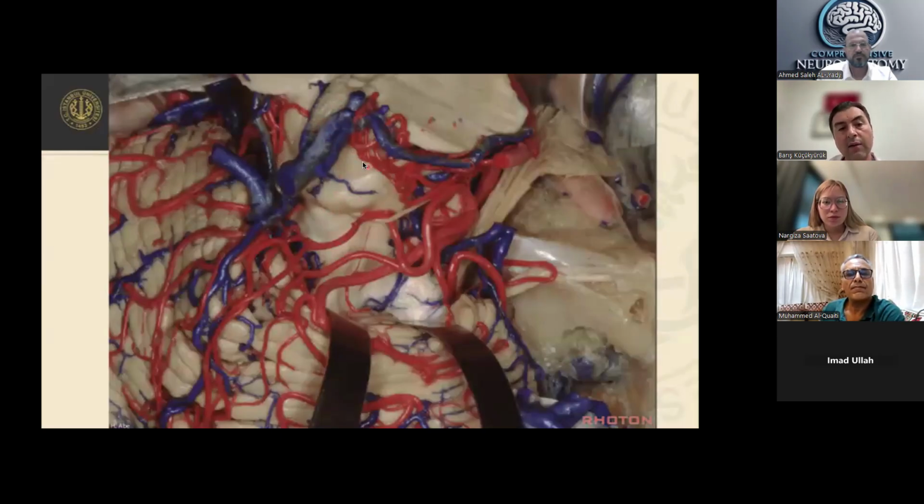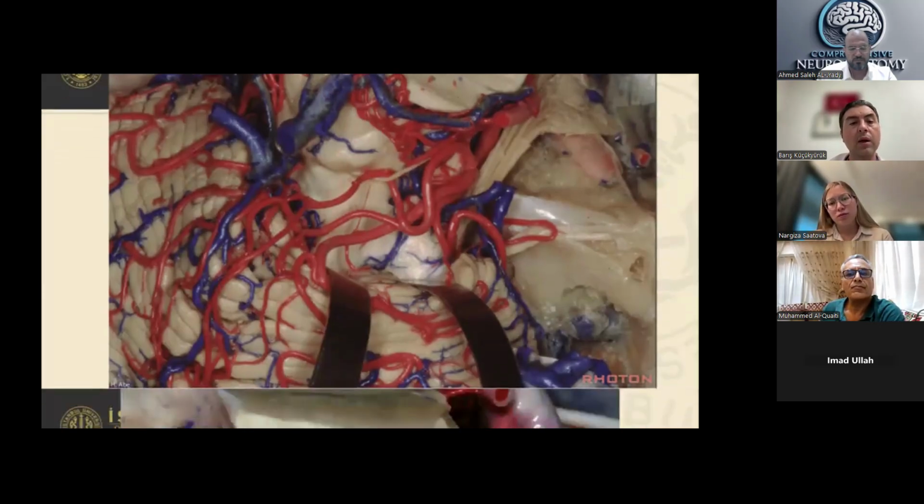So these are the right superior and inferior colliculus, and just beneath the colliculus exits the trochlear nerve and goes around the brainstem to reach the anterior side of the brainstem.